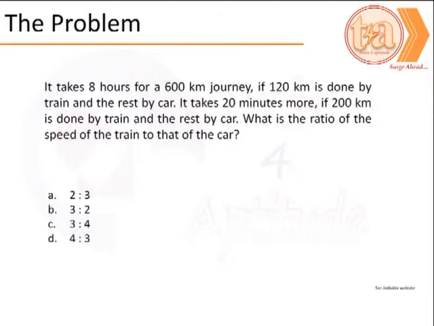It takes 8 hours for a 600 kilometer journey if 120 kilometers of this journey is done by train and the remaining by car. It takes 20 minutes more if 200 kilometers is done by the train and the rest by car. What is the ratio of the speed of the train to that of the car? Our options are A. 2:3, B. 3:2, C. 3:4, D. 4:3.